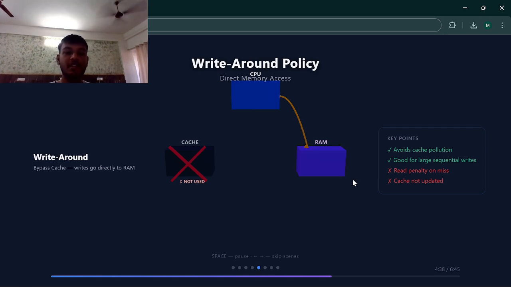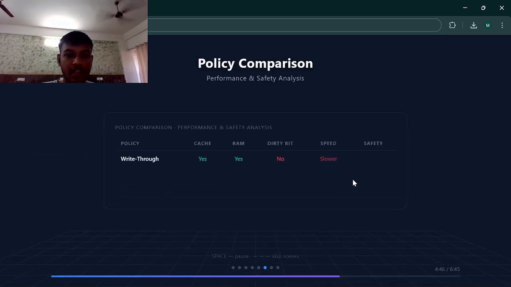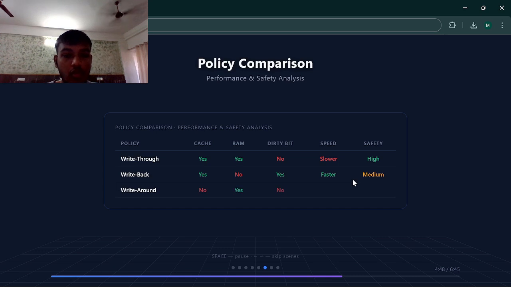So let's compare these three policies through a table. As you can see in the table, write through updates both cache memory and RAM, offering high safety but lower speed. Write back updates only the cache, giving high performance but medium reliability. Write around bypasses the cache, reducing overhead but increasing cache misses. So each policy is designed for a different use case. On the basis of the requirements, we can choose the policies.